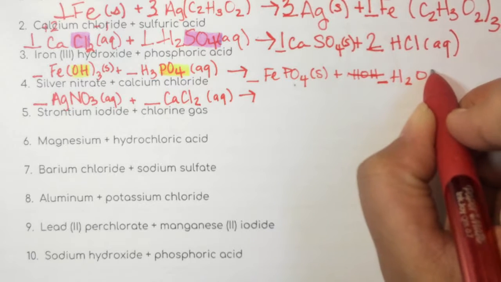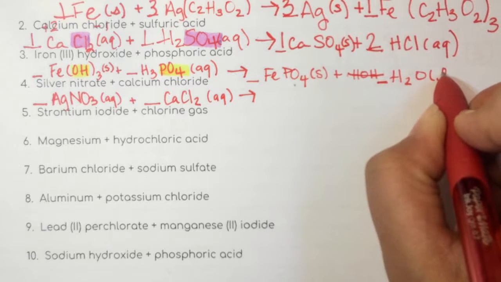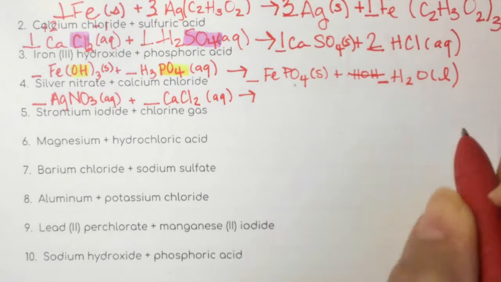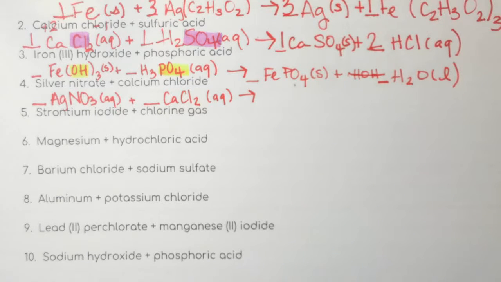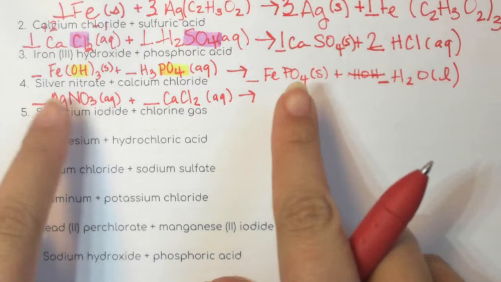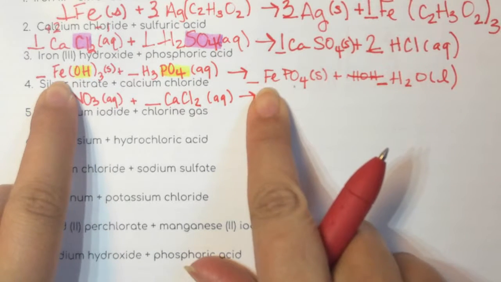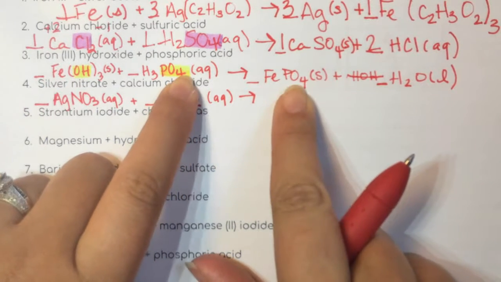And then the only liquids we will ever see is water. Okay, water is not dissolved in anything. Water is a solvent, so it's considered a liquid. That being said, now you can balance it. I have iron 1 and 1. Okay, phosphate 1 and 1.